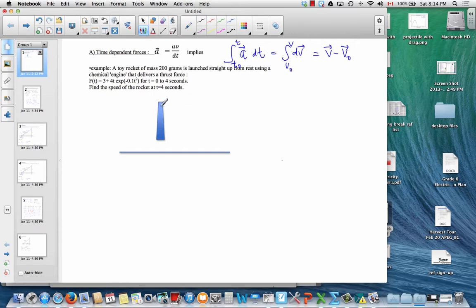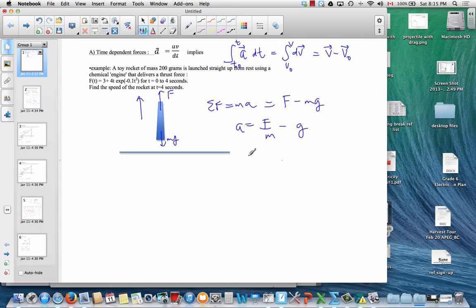Here's an example. A toy rocket has a thrust force from a little chemical engine, and then there's a weight force opposing that. So we apply Newton's second law. Sum of the forces equals ma. Let's set up our axis this way. So that'll equal the thrust force minus the weight. So I can solve for the acceleration. Just divide through by mass. It'll be force over mass minus g.